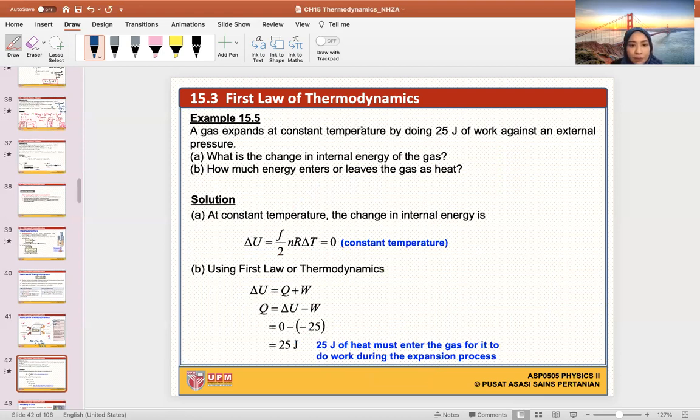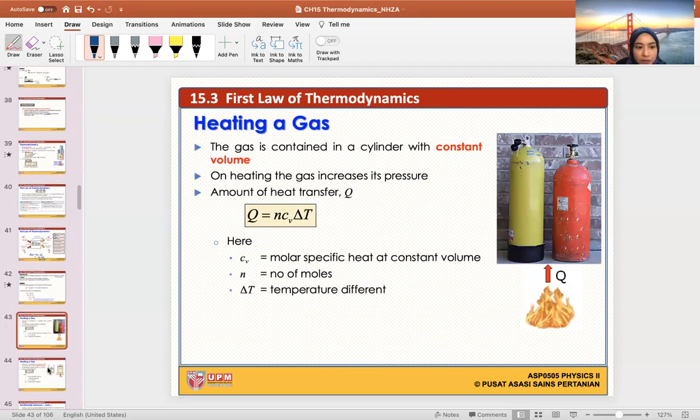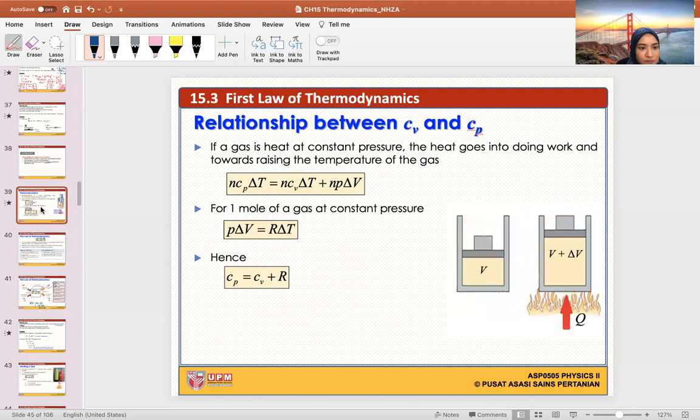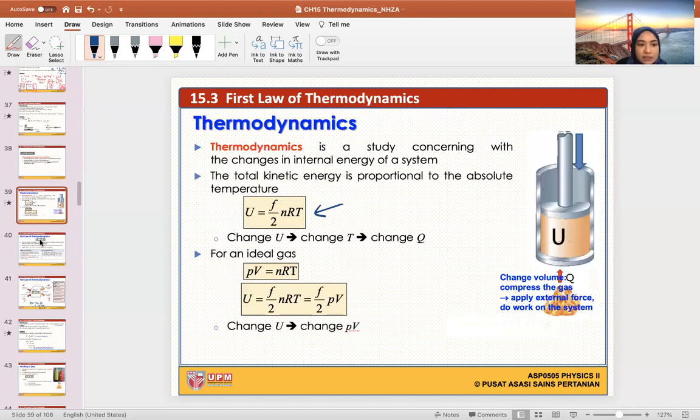Oh, there's a question first. A gas expands at constant temperature by doing 25 joules of work against an external pressure. Wait, let me think for a moment. We haven't actually reached here yet. Let me teach you this part first. Wait. Okay, I'll explain it myself. It's not in this slide.